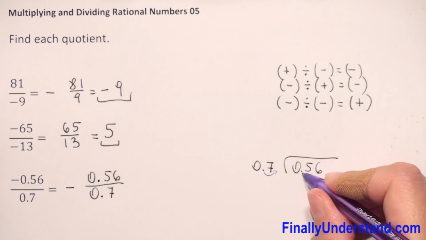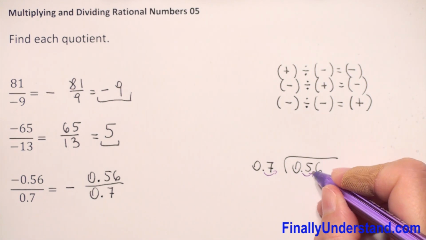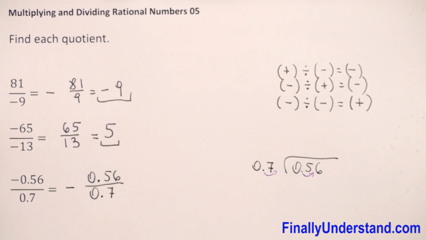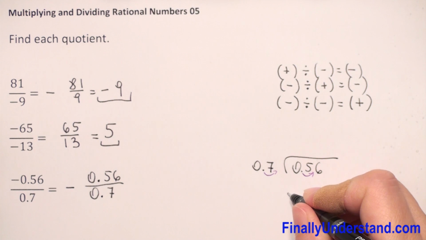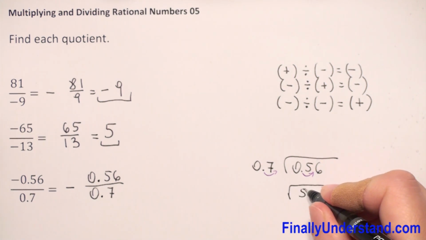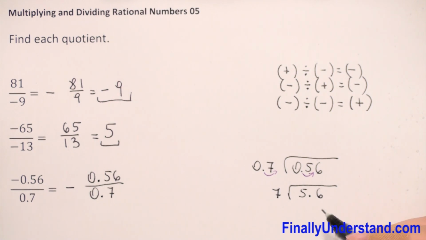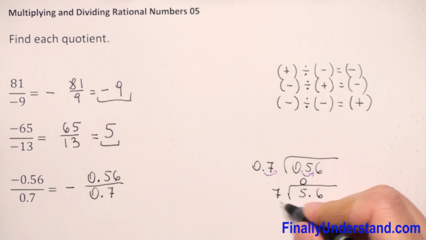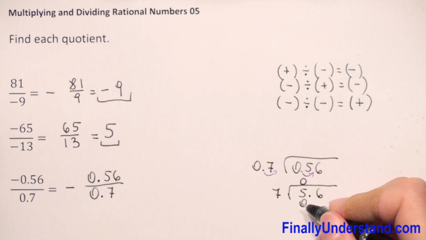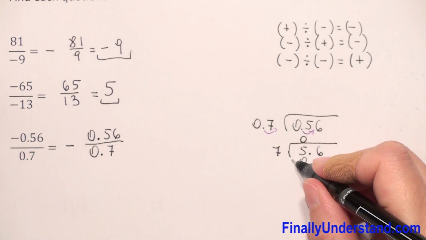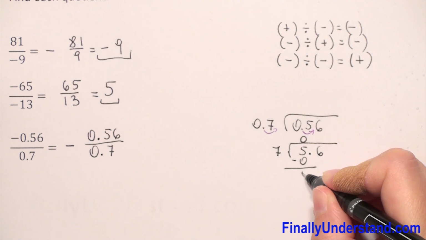So the same we do here. So now decimal point will be between 5 and 6. So we have to divide 5.6 by 7. How many times you can put 7 to 5? 0. 0 times 7 is 0. Subtraction. 5 minus 0 is 5.